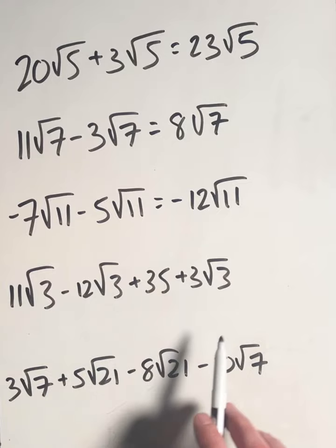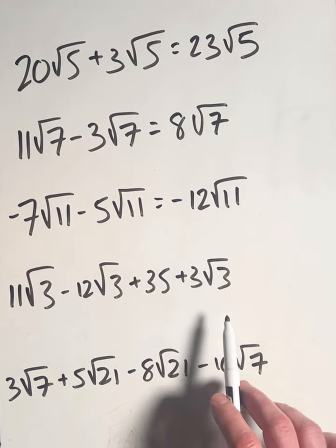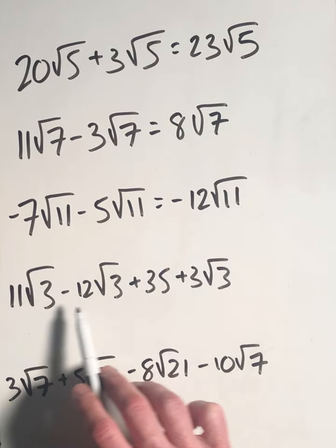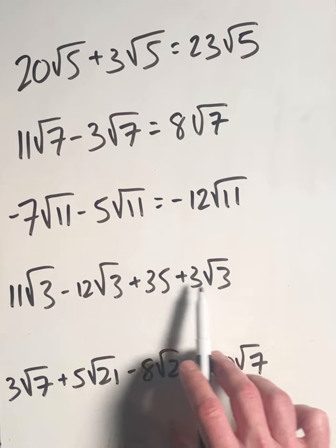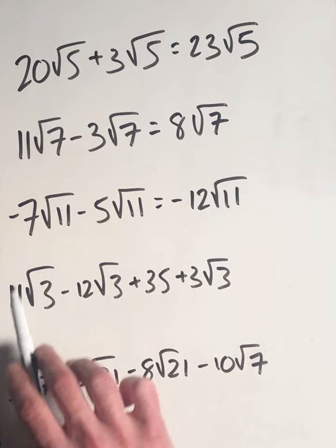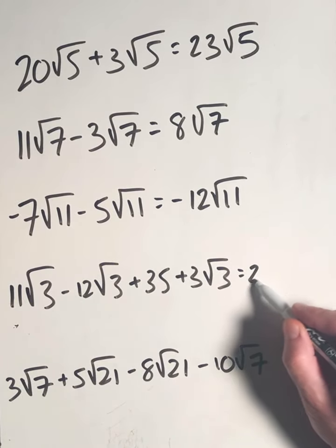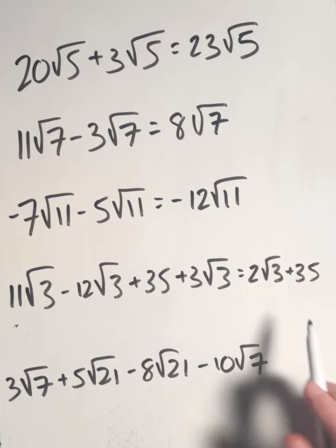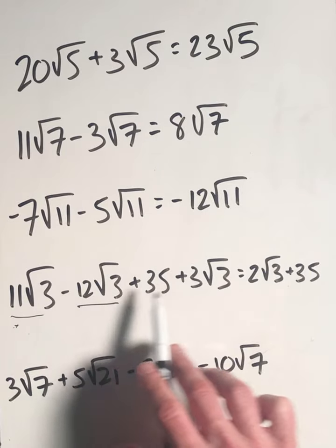Now here we have some terms that are like and some terms that are not like radicals. So 11 radical 3 minus 12 radical 3. Well, some of you might want to group the positive radicals together. So 11 radical 3 plus 3 radical 3 would be 14 radical 3, minus 12 radical 3. So 14 minus 12 would be 2 radical 3, and then we still have plus 35. So these are the three terms that could be combined.